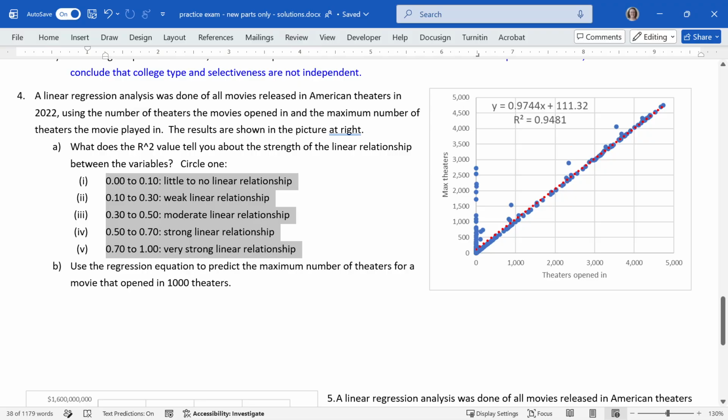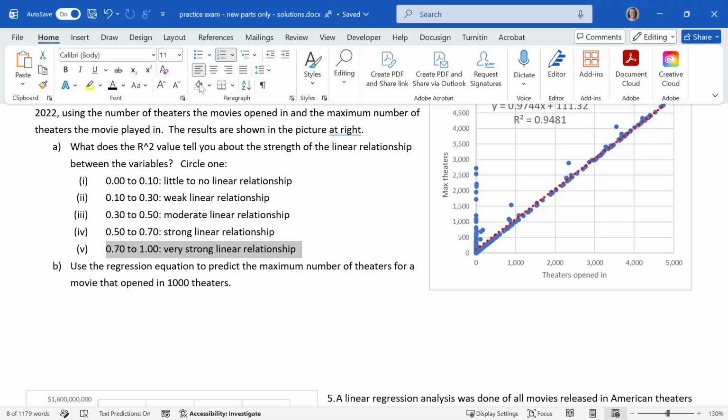All right. What does the R-squared value tell you about the strength of the linear relationship between the variables? So I put the little cheat variables here for you guys so you don't have to memorize them. But the R-squared here is 0.94. It's an extremely strong relationship. Very strong, extremely strong, I would say. So I'm going to select that one, highlight that one.